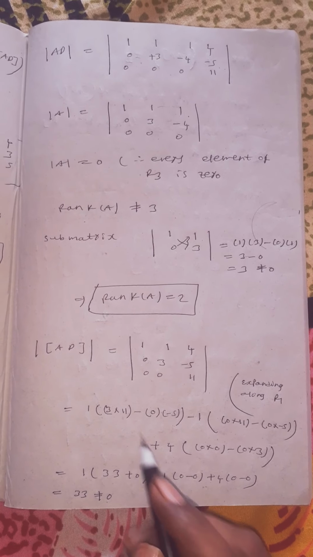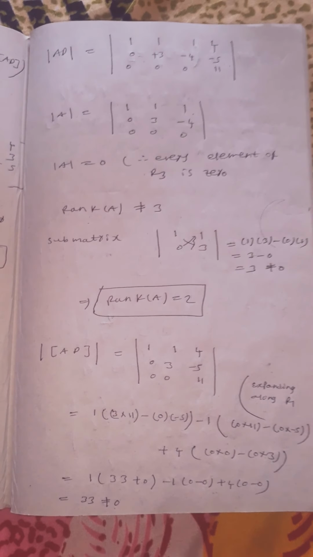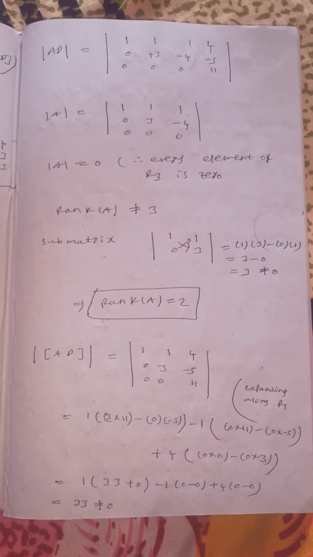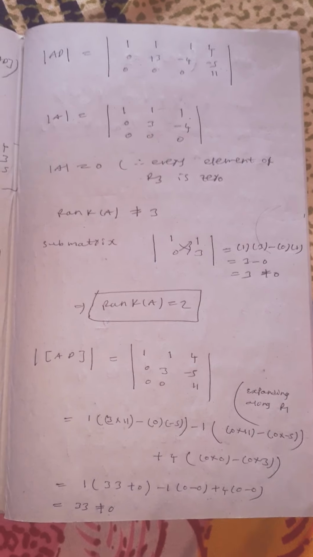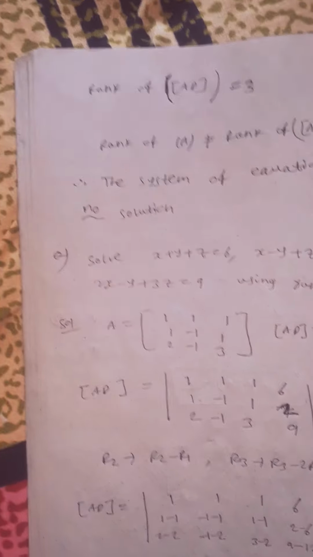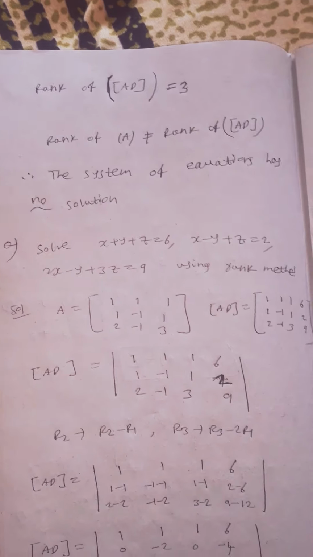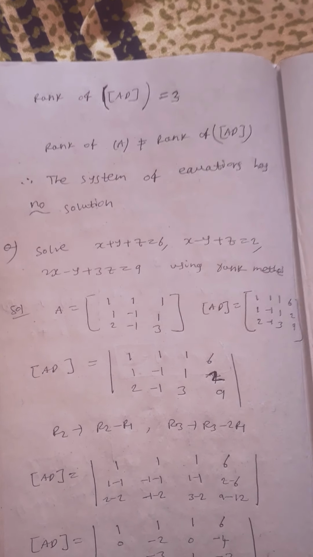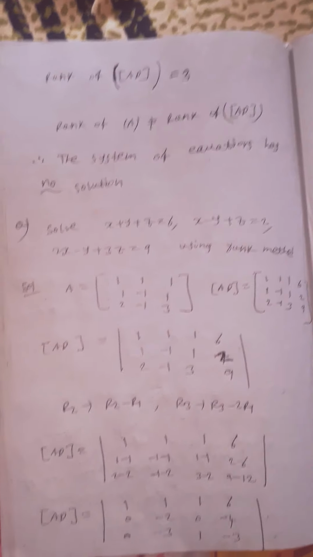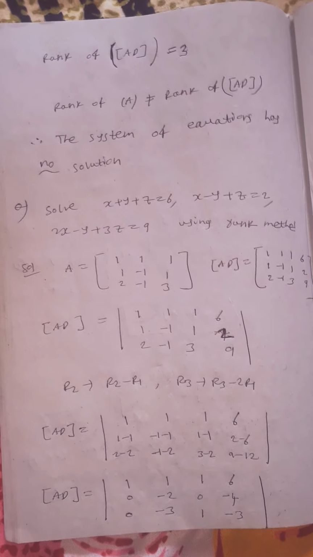Not equal to 0. I have calculated the augmented matrix submatrix determinant. It also came out not equal to 0. So rank of AD is equal to how much? We got 3. So rank of A we got 2, rank of AD we got 3. Both ranks are different, so not equal. The system of equations has no solution. So it is a very, very important 7 marks question.